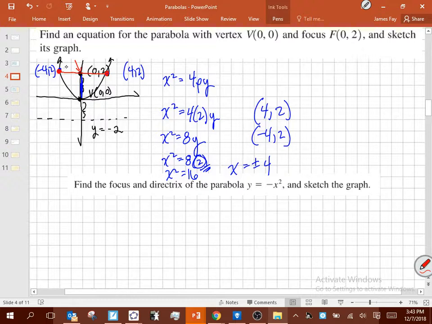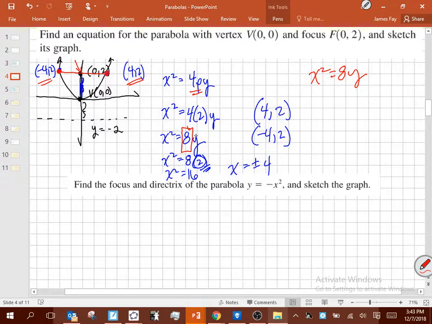The distance of that line is 8 units. That 8 units was what 4p was. Okay, so that's going to be something we come back to here in a little bit. But the equation, if that's all I'm asking for, x squared is equal to 8y. Sketching it, I think it is important maybe to find those extra points. That's not the only set of points you could have found.